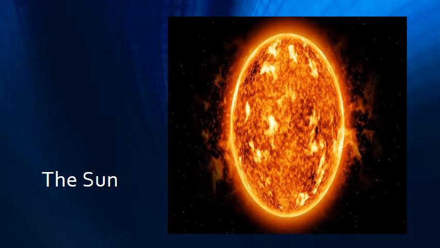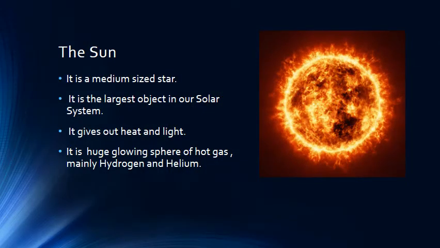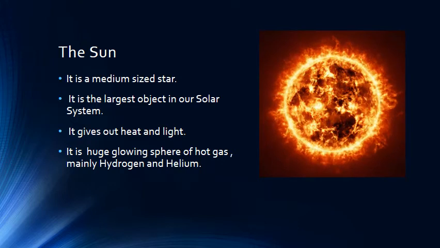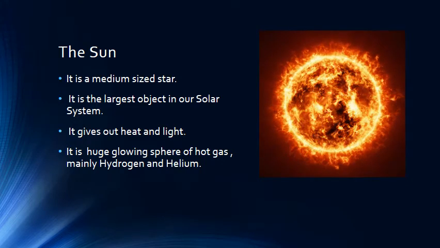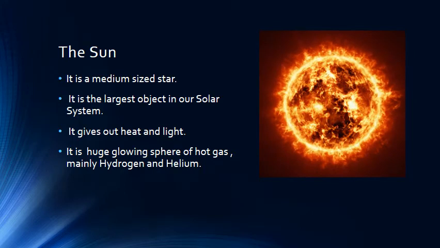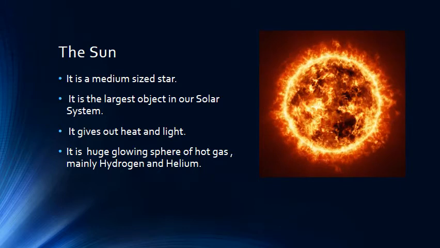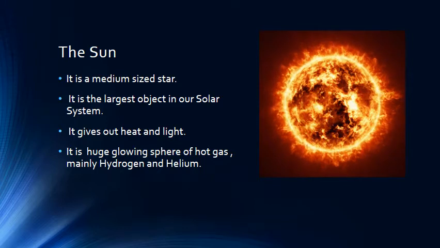So the sun, guys, is actually the main part of our solar system. Without the sun, there would be no life on Earth. The sun is mainly a medium-sized star. I know that it looks huge to us, but this is because it's the closest star to us. It's a star, of course, as you know, and it's medium-sized.